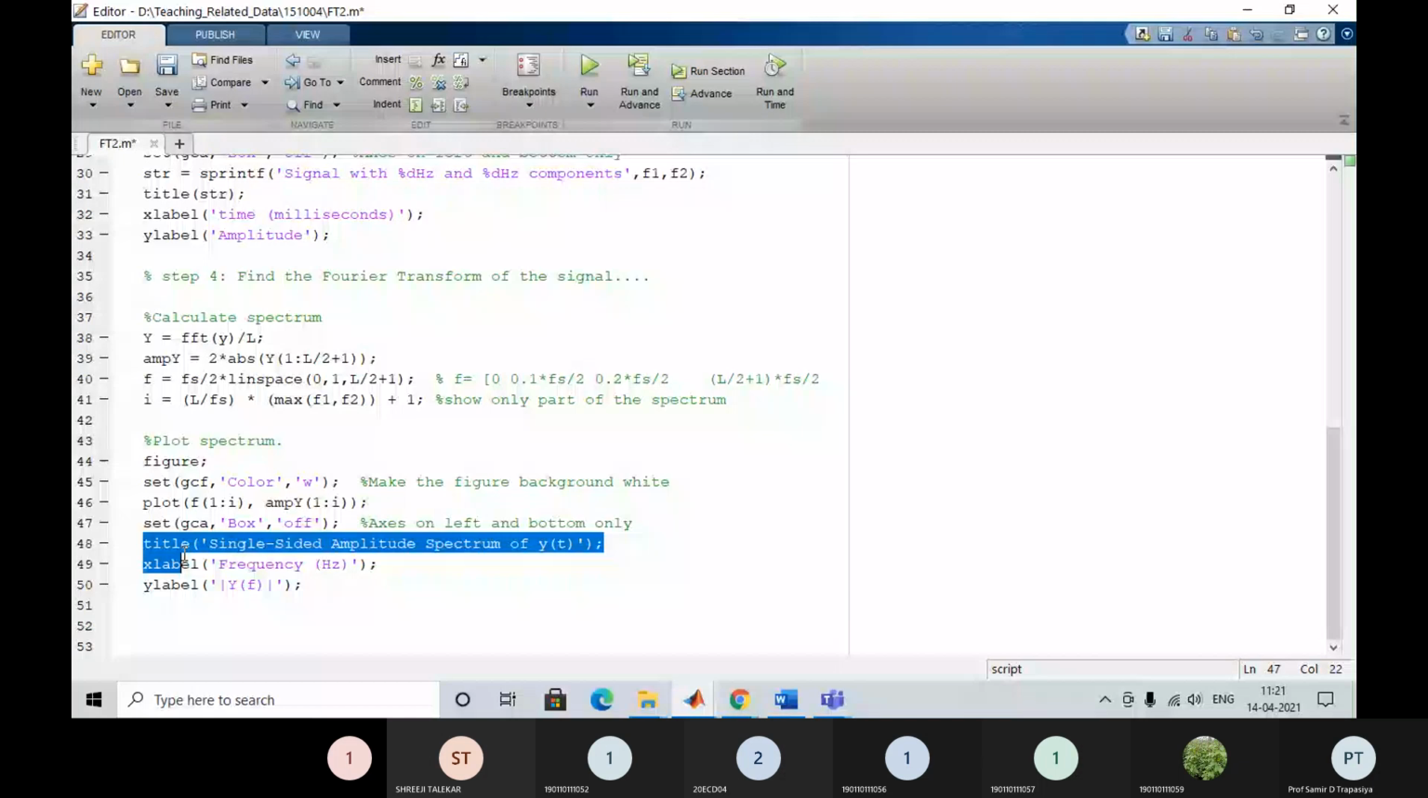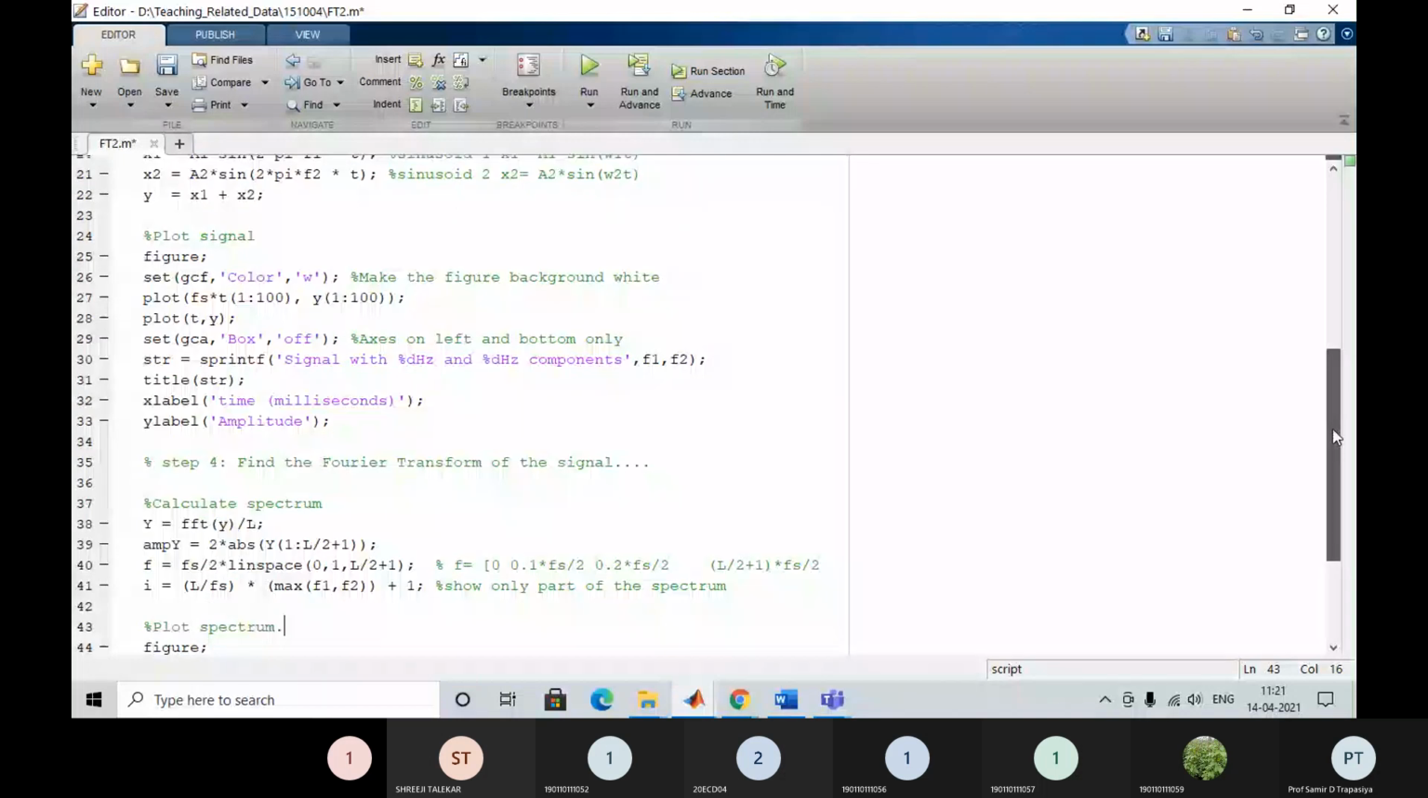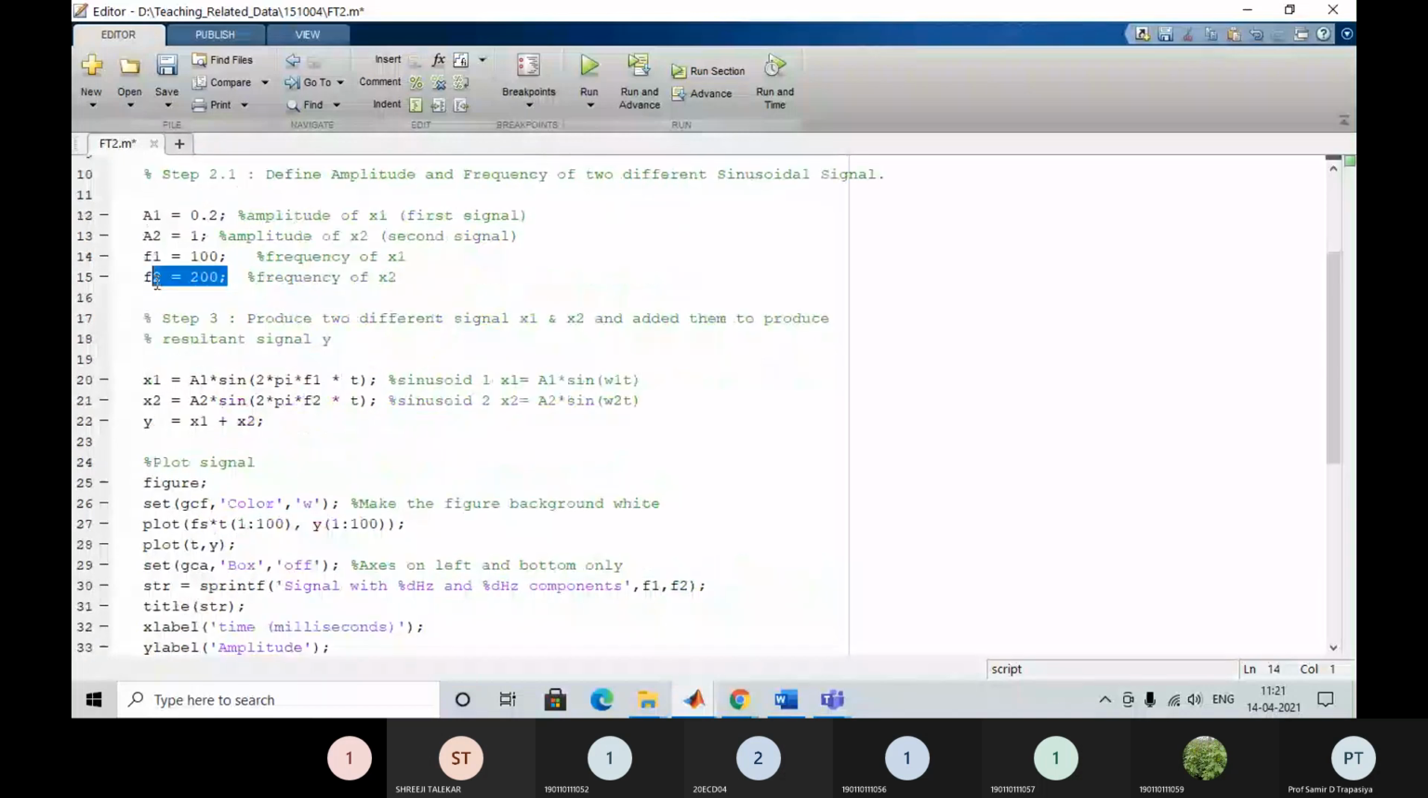Now you see which frequencies we have used. We have used two frequencies, 100 and 200. But whenever we combine the signals, y is equal to x1 plus x2, in signal y we are not able to identify the two different frequency components. But when we do the Fourier transform and observe the signal with respect to frequency, the frequency spectrum, we can easily separate these two different frequencies, 100 Hertz and 200 Hertz. So now I run this code.